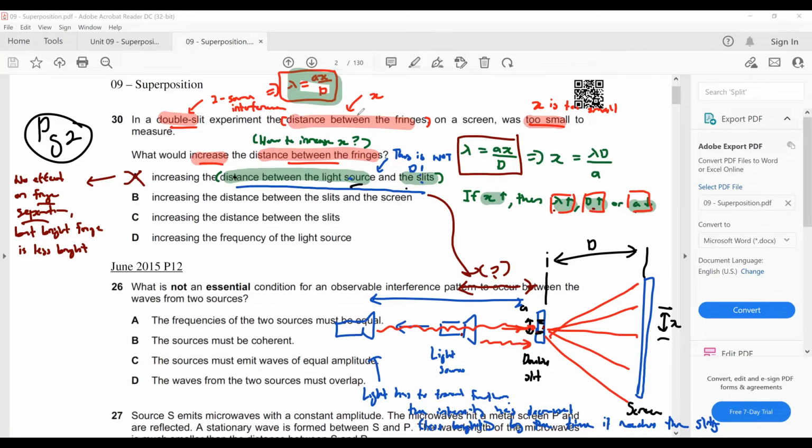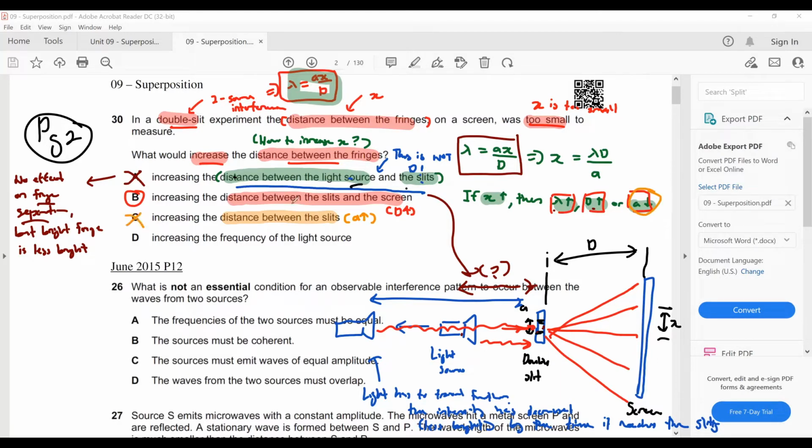If you look at increasing the distance between the slits and screen, this one is increasing D. So this one should be the answer. But let's check with the other answer choices. How about C and D? Now, increasing distance between slits, what does this do? Increasing distance between the slits is actually increasing a. It is not what we want. We want a to decrease.